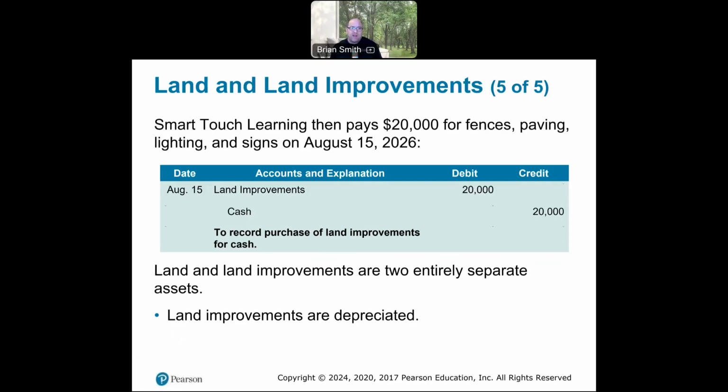All right, the fencing, paving, lighting stuff we've been talking about, those are land improvements. We're going to debit those for the 20,000, credit cash. That's the journal entry for that.